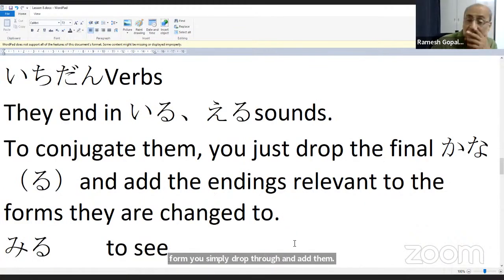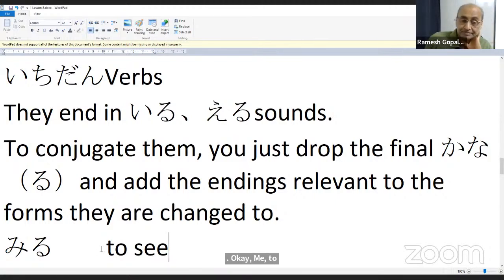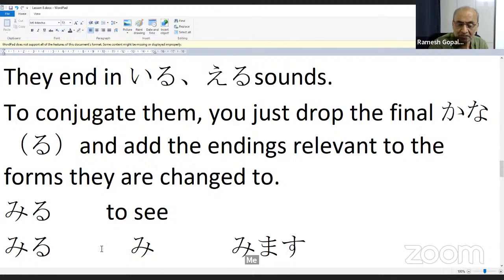Okay, miru is a verb. Miru means to see. How does it end? Iru. Miru is iru. Okay, kuru is uru. Here miru is iru. Now what do you do? How do you change? Drop ru. So you're left with mi and add mas. Mimas. Okay. Miru, drop ru, add mas. Mimas means to see.